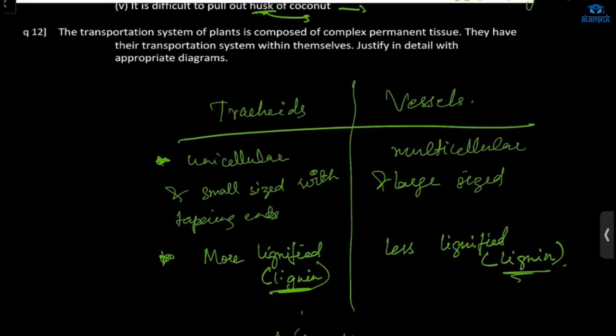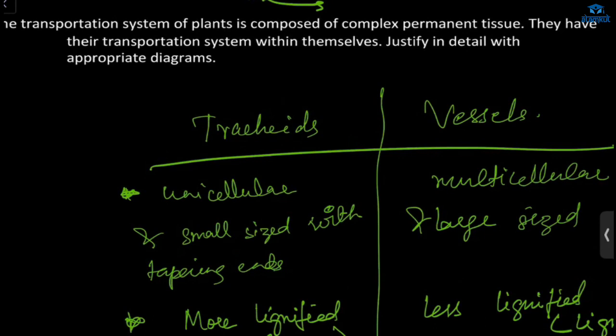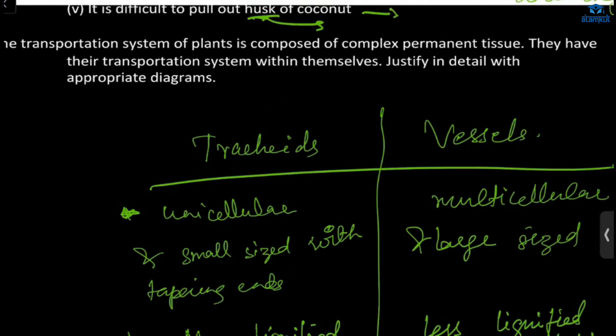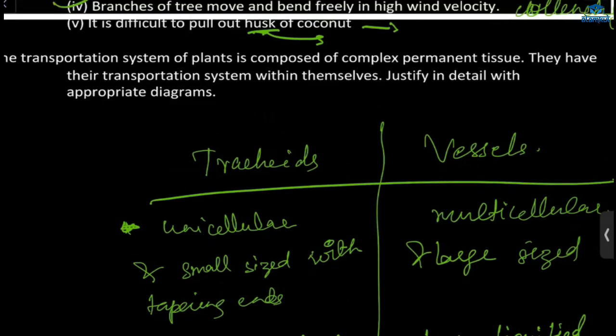Next, the 12th one. The transportation system of plants is composed of complex permanent tissue. Justify in detail with an appropriate diagram. So what will you do in this case? What you are going to do is write the xylem and phloem, all the parts, right? And its functions. And you can draw the diagram also.